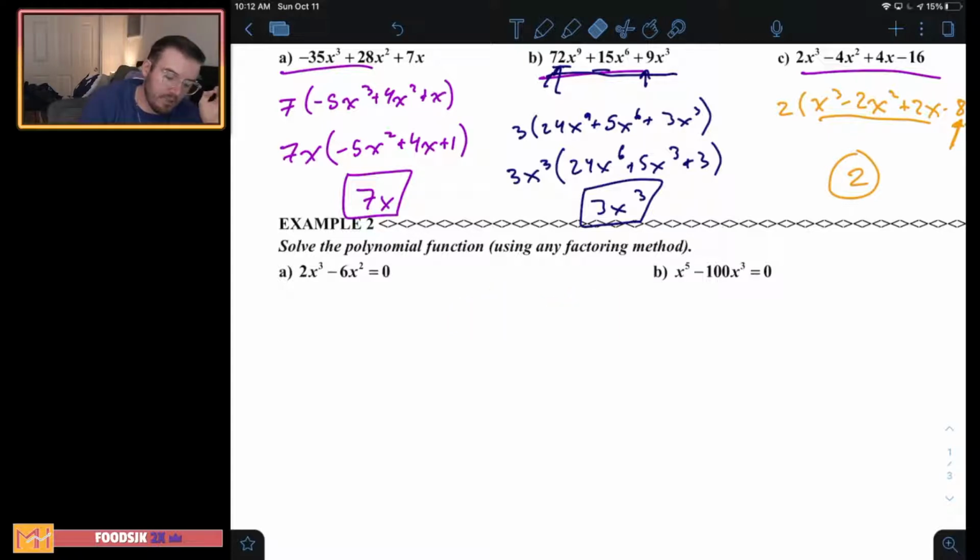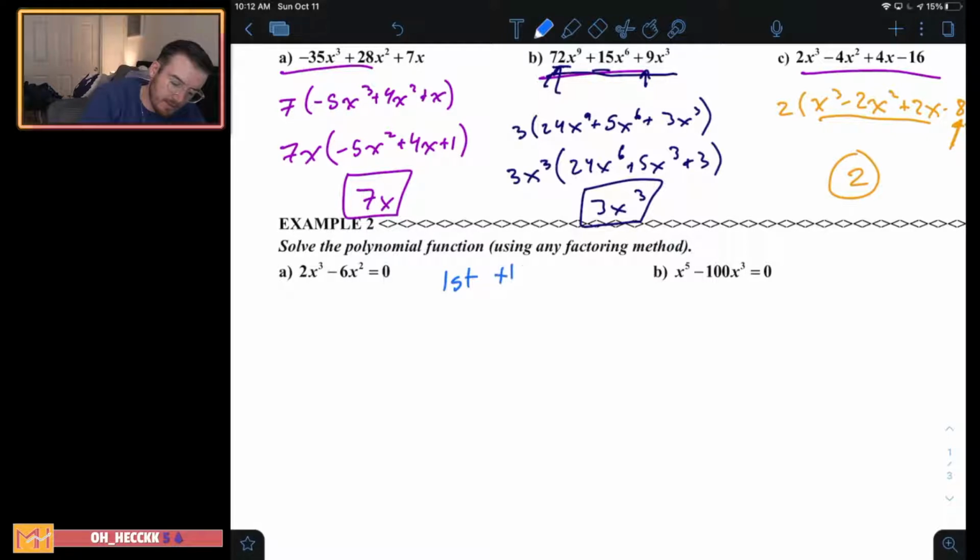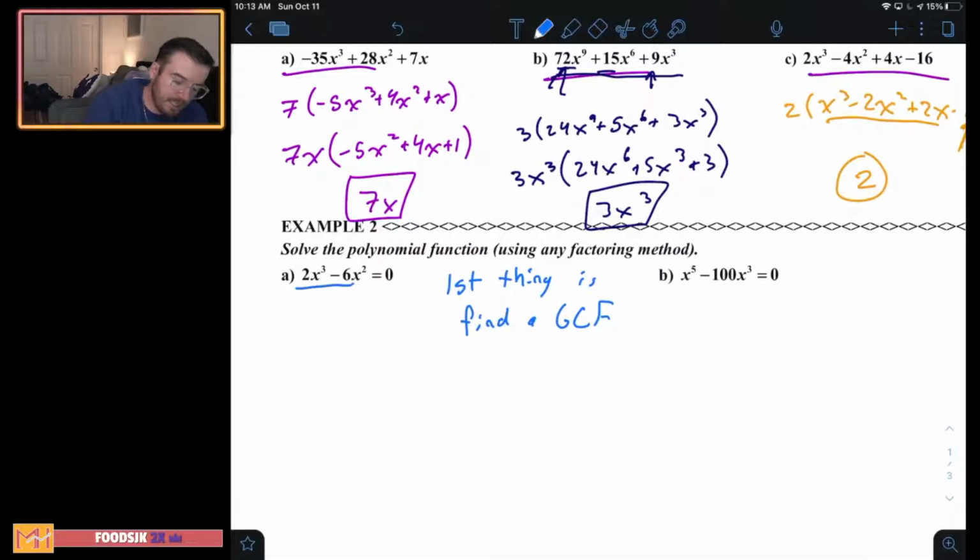The first thing you do on every single one of these problems is find a GCF. Sometimes that's all you can do. Sometimes you find the GCF and you're basically done, right? So let's put that to the test. What's the GCF of these two terms? Well, they're both even, so we can pull out a 2, and they both have x squared.